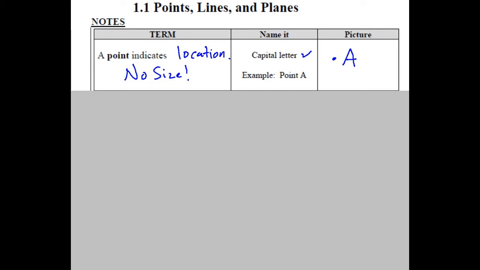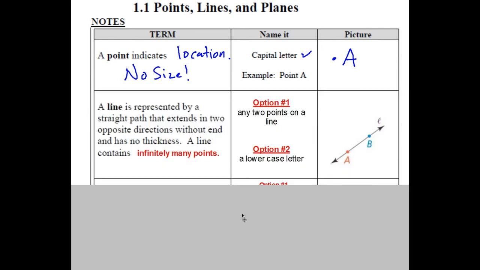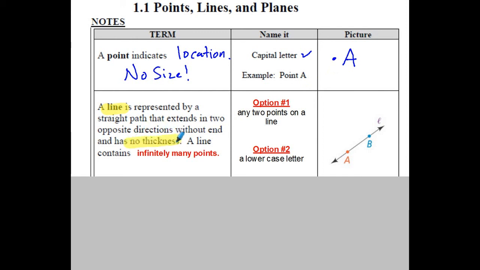A line. A line is represented by a straight path that extends in two opposite directions without end and has no thickness. So, like a point that has no size, a line has no thickness. All we know is that it goes on forever. The way we know that is by the little arrows on the line that extends forever. Because it extends forever, a line contains infinitely many points. We don't know how many fit in there. It could be a few, it could be a million, it could be a billion. Remember, a point has no size, so many can fit in there.